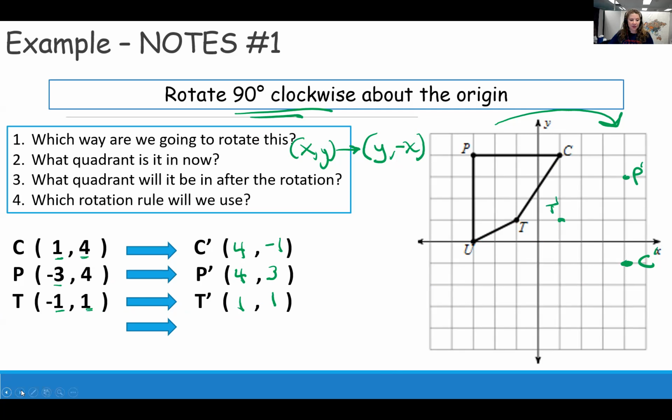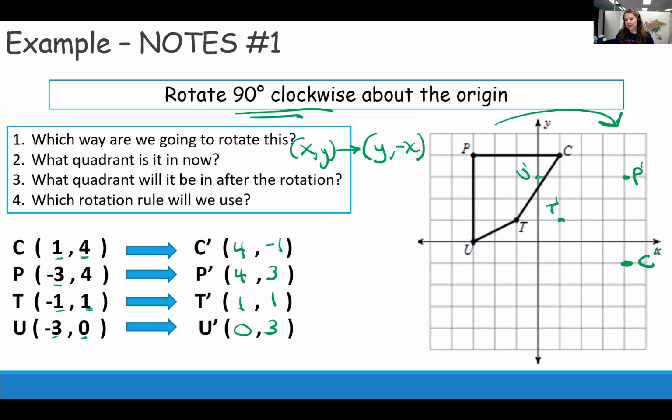And then finally, letter U, -3, 0. We're going to take that -3, send it to the back and change the sign. And then our Y value comes to the front, doesn't change. So instead of going left 3 and then stop, we're not going to go right or left. We're going to go up 3, 1, 2, 3. And here is U prime.